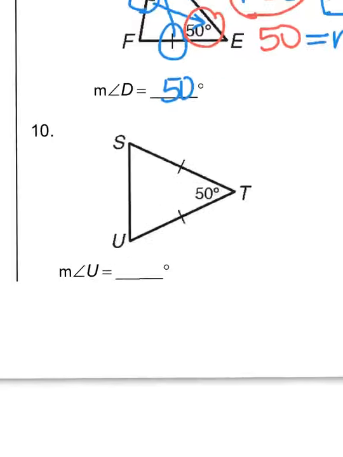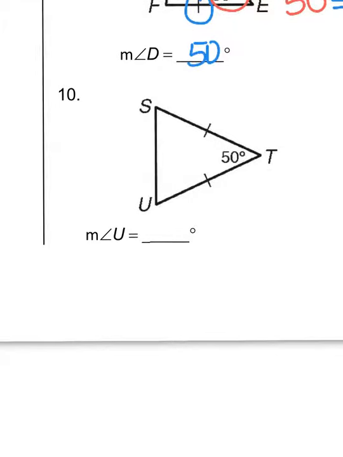Number 10. Again, isosceles. You know that there's one congruence mark, leads you to angle S. So we know that the measurement of angle S is going to equal the measurement of angle U. Now, we actually do not know either one of those two measures.